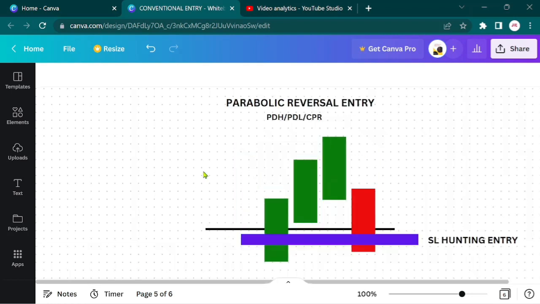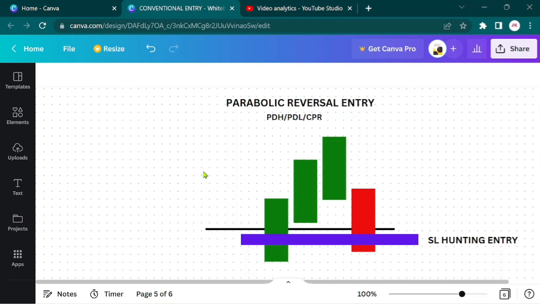The next one is the parabolic reversal entry. You must be very careful with this pattern. Actually, this pattern happens mostly at PDH, PDL or CPR. You should also know the logic behind this pattern.